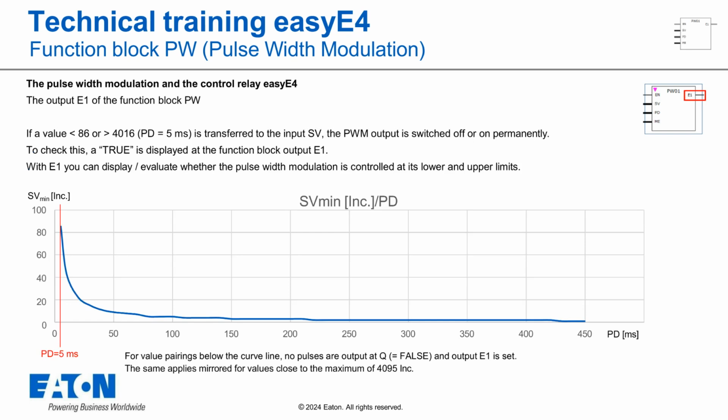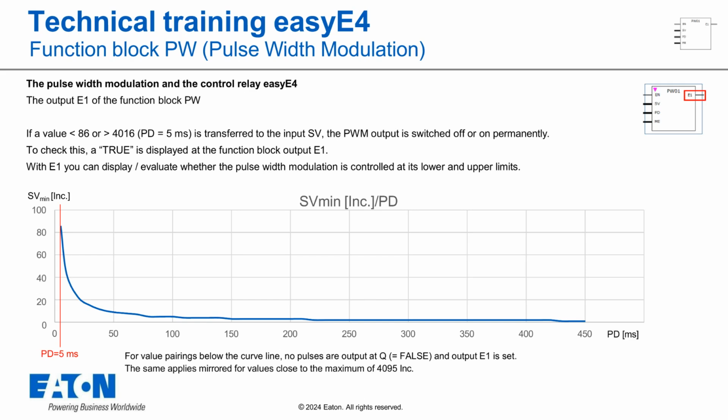To sum up, for PD equal to 5 milliseconds, if a value lower than 86 or greater than 4016 is passed to the input SV, the PWM output is permanently switched off or on permanently. For checking, this is indicated at the E1 device output with a true. So you can see at output E1 whether the control of the PWM is working at the upper or lower limit.